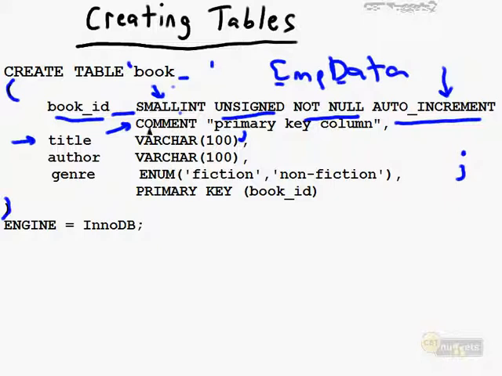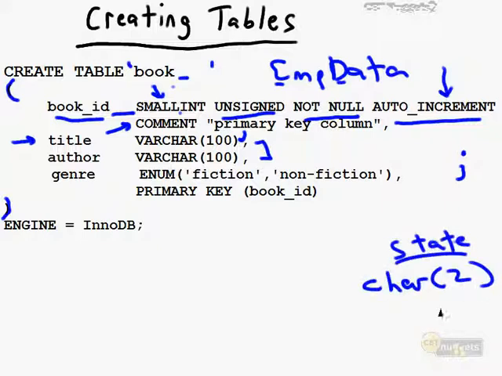Never underestimate the importance of column-level comments. All right, anything else interesting here? Titles of varchar 100, authors of varchar 100. Remember, the big difference with the character data types is that chars always reserve that certain number of spaces. So if you had, for instance, char 2 for a state field, then regardless of whether there was 2 bytes of data or 0 bytes of data in a particular row, MySQL is going to reserve those 2 characters or those 2 bytes of data regardless.